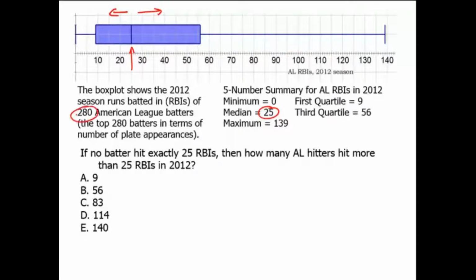Well, the set is 280 American League batters. So half of them would be 140. So 140 hit above 25 and 140 hit below 25. And so answer choice E is the answer here.